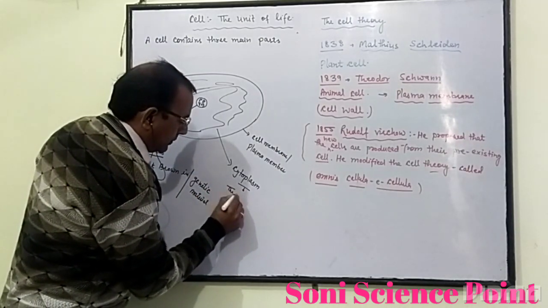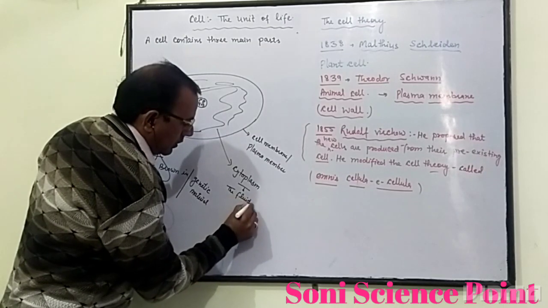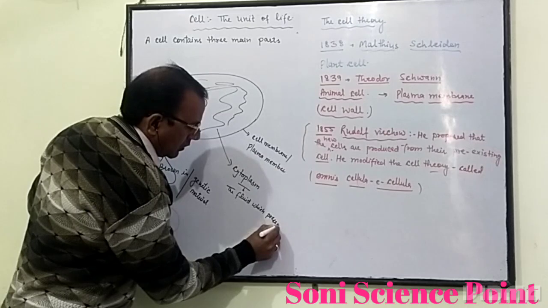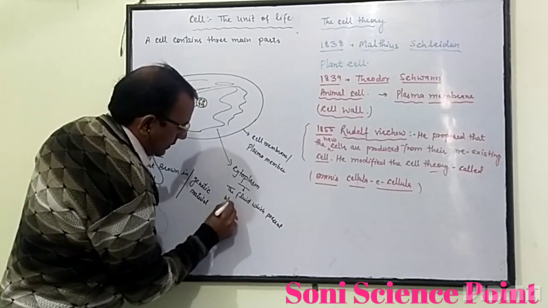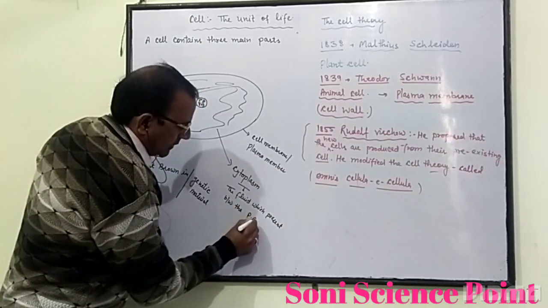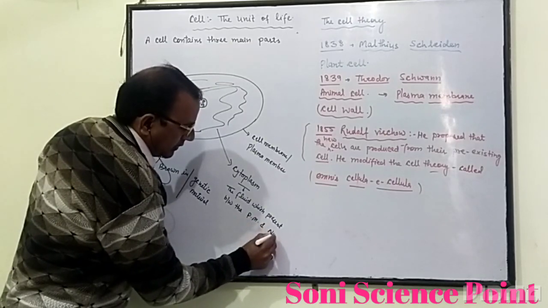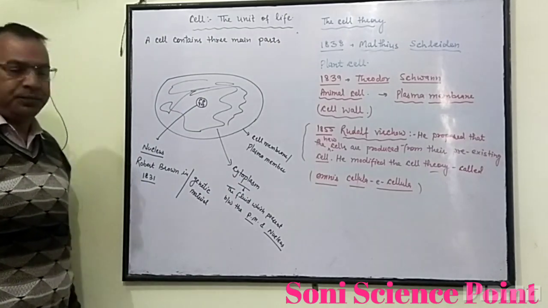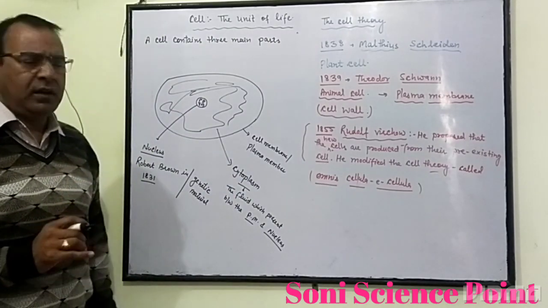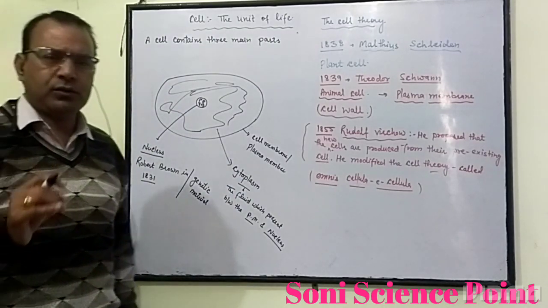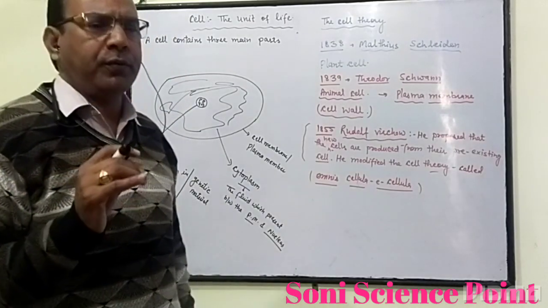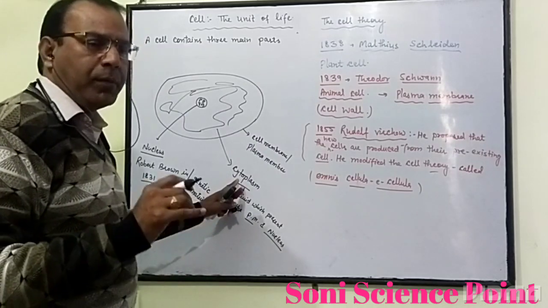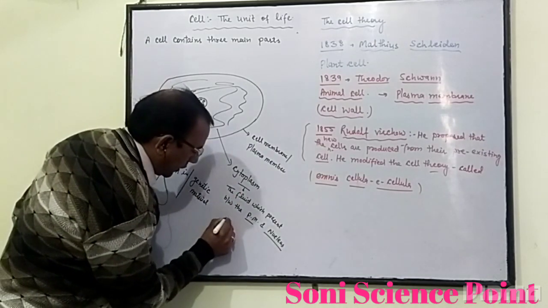Cytoplasm, the fluid which is present between the plasma membrane and nucleus, that is called cytoplasm. In this cytoplasm, many cell organelles, the small parts which help to perform the function of the cell, those small parts are called cell organelles.